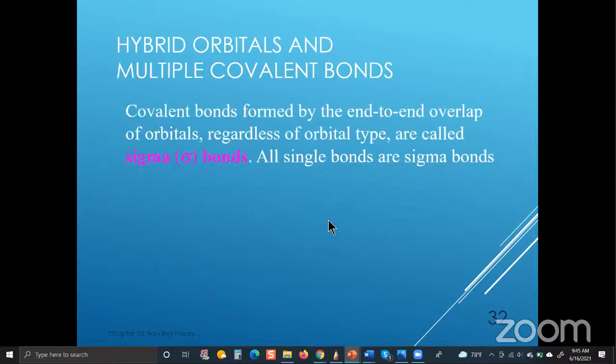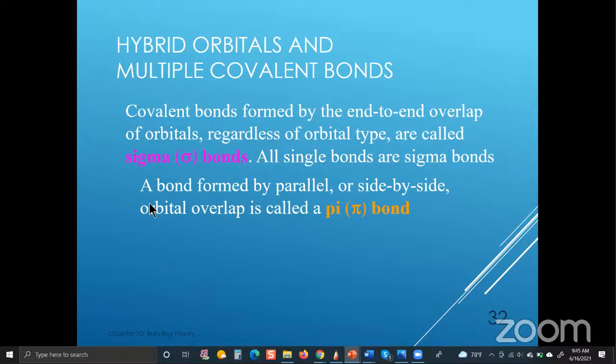Now, what we're going to look at now is some other applications when it comes to organic molecules. But before we do that, I promised you that there are two types of bonding when it comes to covalent bonds. We have sigma bonds, which is what we were talking about before, where we have the end-to-end overlap of orbitals. It doesn't matter what type of orbitals, it could be s, p, d, f orbitals, but those are sigma bonds. Every single bond that you see in any molecule is a sigma bond. In other words, they're all formed as a result of end-to-end overlap of orbitals.